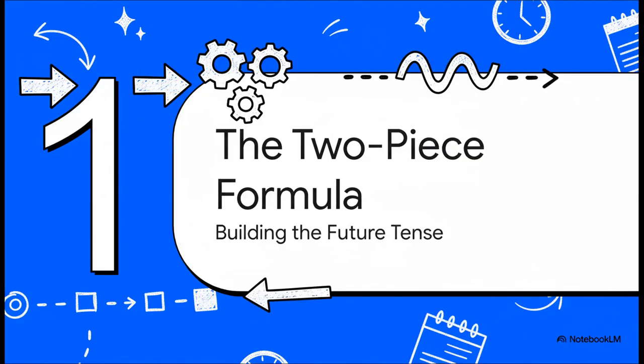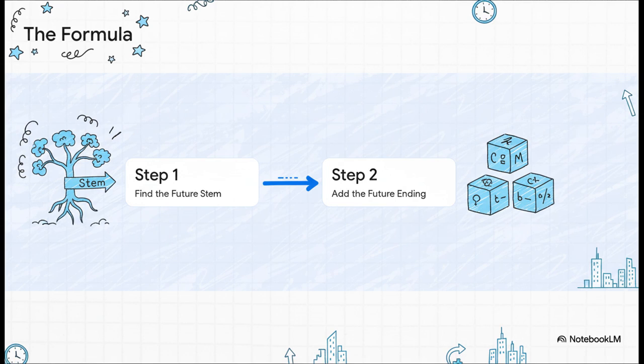Okay, so how do you actually build this tense? You can forget about memorizing a million complicated charts. We're going to use a super simple two-piece formula. It's kind of like building with Legos. Once you have the two pieces, they just click right together. Here are our two Lego pieces. Step 1, we find what's called the future stem of the verb. And step 2, we just add the correct future ending. That's it. That's the whole secret. Stem plus ending.